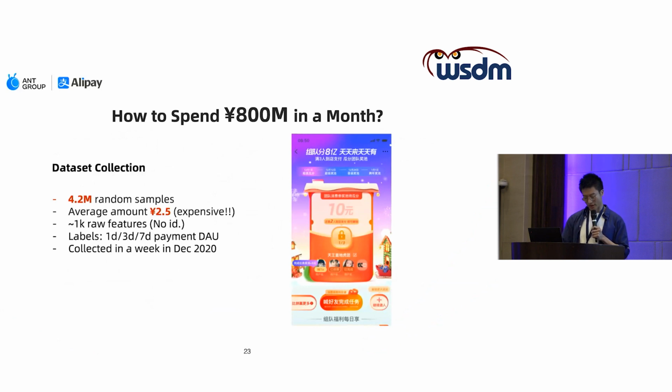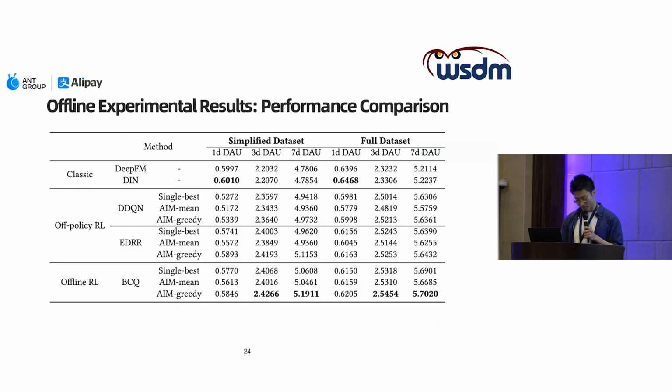We first use an online A/B testing system to collect a small percent of random samples for offline experiments. In the offline experiments, we first compare our proposed method with the classic two-stage methods, the widely used DeepFM and DIN, that optimize the short-term one-day DAU metric. We then compare our proposed methods AIM mean and AIM greedy with the single best method.